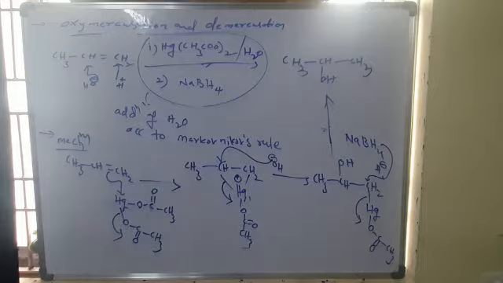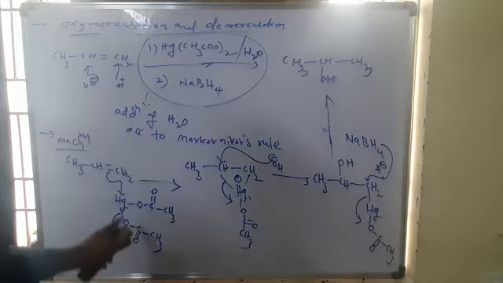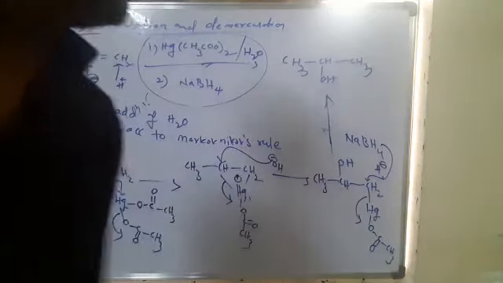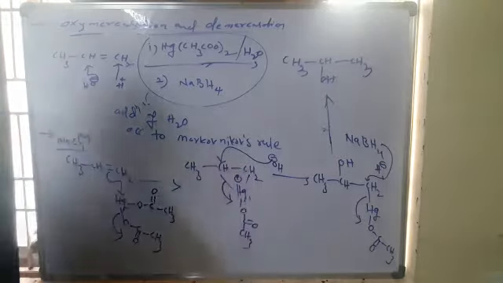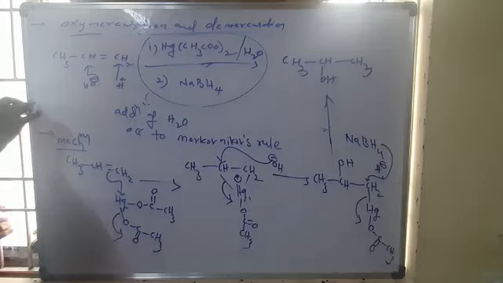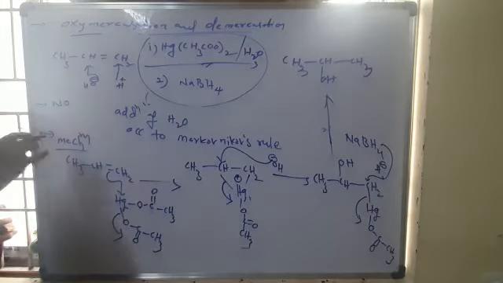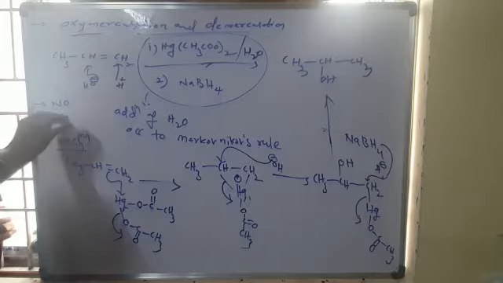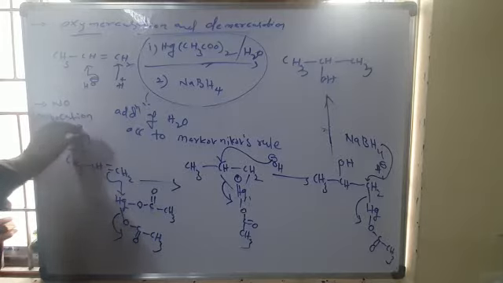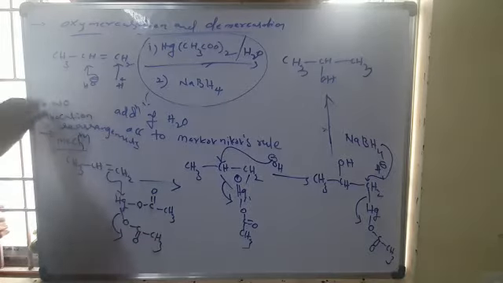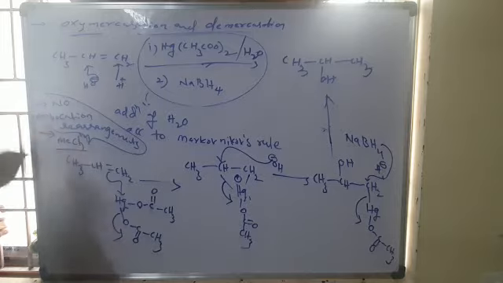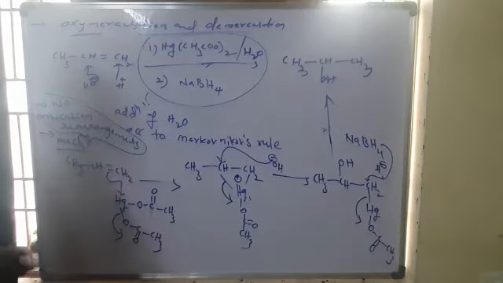Oxymercuration and demercuration. Oxymercuration means addition of mercury. Then after removal of mercury, this is the demercuration. Okay, this is very, very important. So in this mechanism, no rearrangements are formed because no carbocation is formed. So no rearrangements. Mind it. No carbocation rearrangements. Very important. There are no carbocation rearrangements in this mechanism. Right? So next.